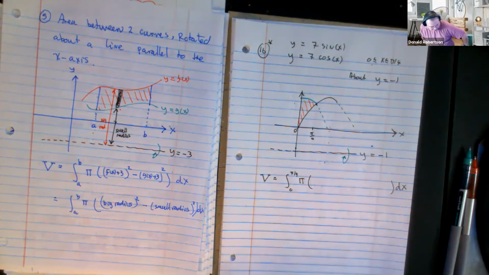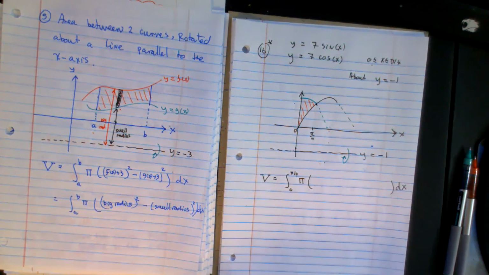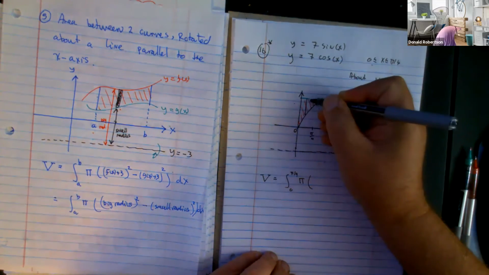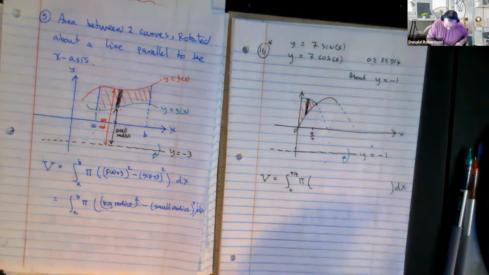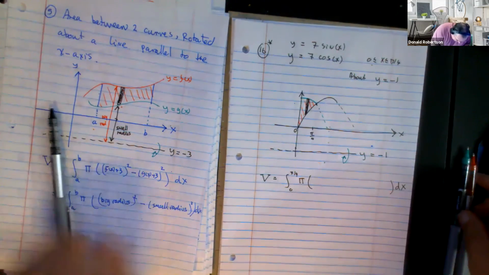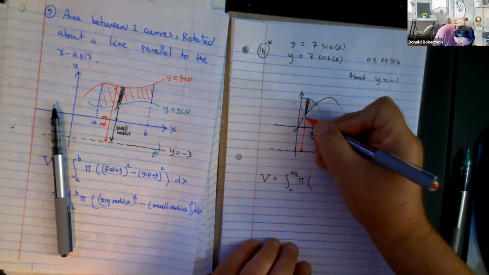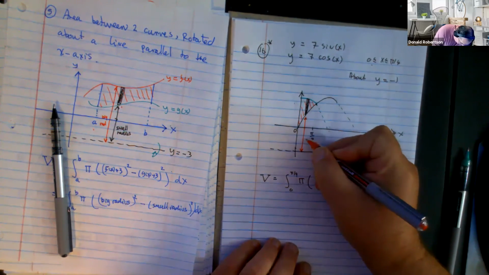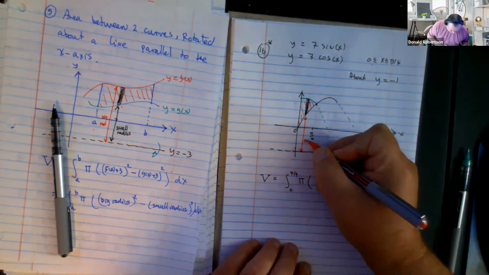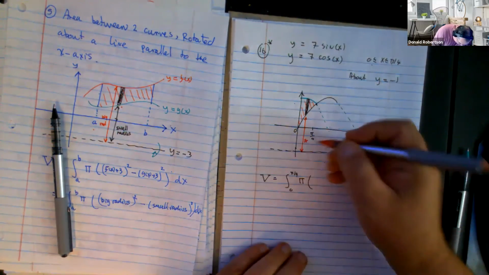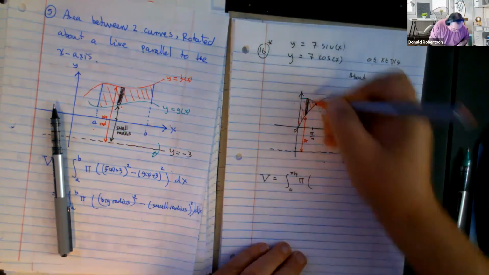Okay, pick one then. Don't care which. Big radius, small radius. Okay, so I'm going to do my little baby vertical rectangle. And this distance here, we'll call that SR for small radius. And this distance from here up to here is going to be our big radius.